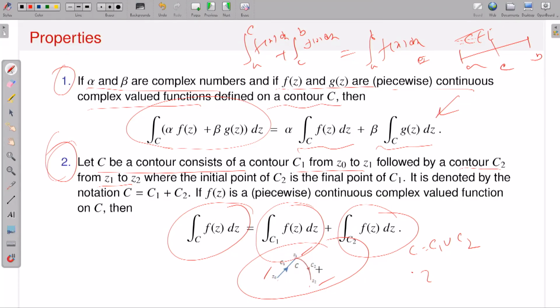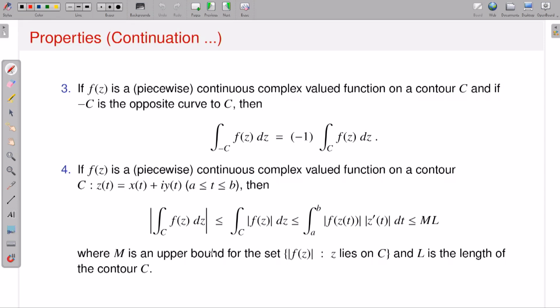For example, this is the total contour C, but this is a straight line and this is some kind of nice curve, say part of a circle. That means you know the parameterization of C1 and the parameterization of C2. So therefore you can easily calculate this contour integration and this contour integration. If I sum them up, you will have the contour integration over C, even though you do not know the full parameterization of C. Okay, so this is one of the nice properties to evaluate line integrations and contour integrations.